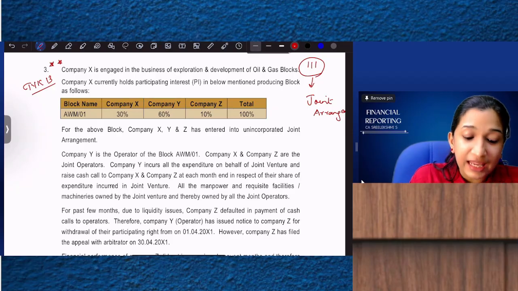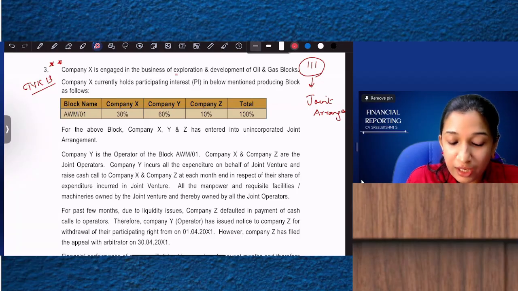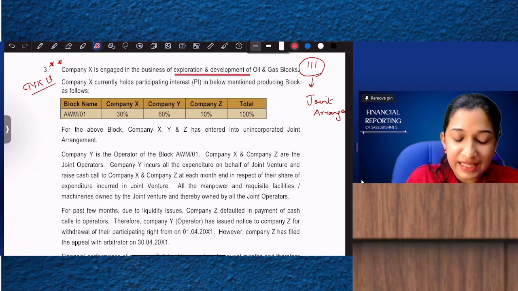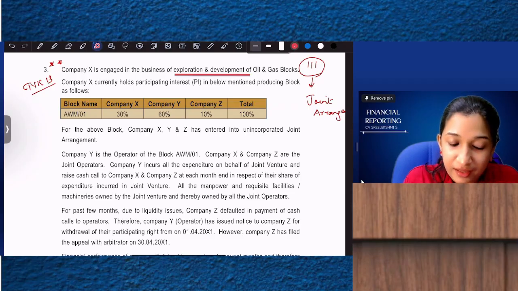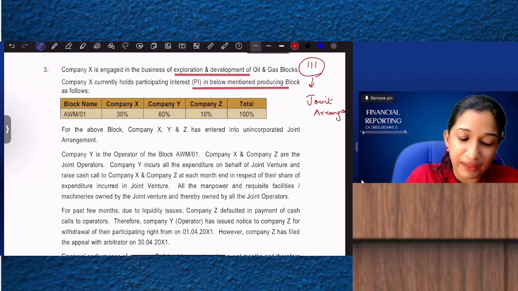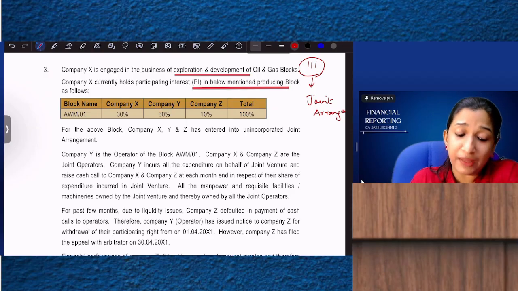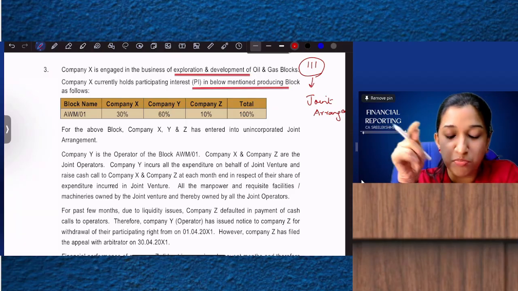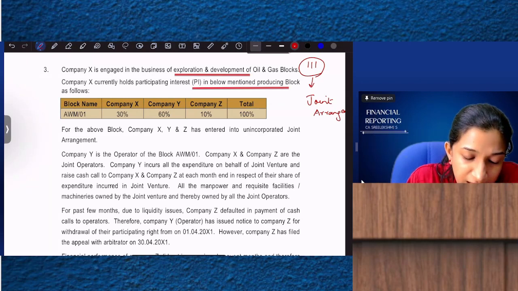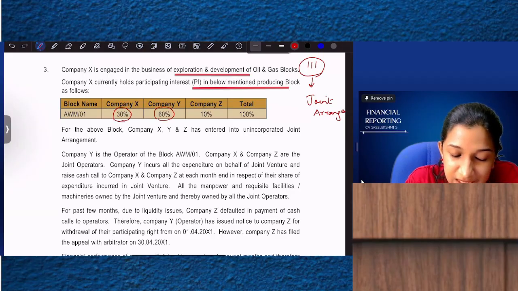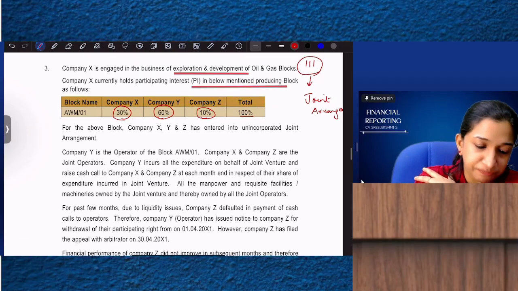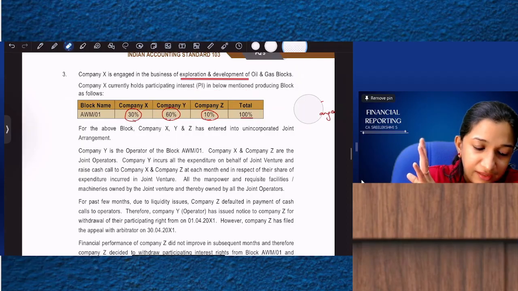Company X is engaged in the business of exploration and development of oil and gas blocks. Company X currently holds participating interest in the below mentioned producing block as follows. Company X's share is 30%, Y's share is 60%, Z's share is 10%, total 100%. Okay, fine. So far, I'm just reading this question number 3.